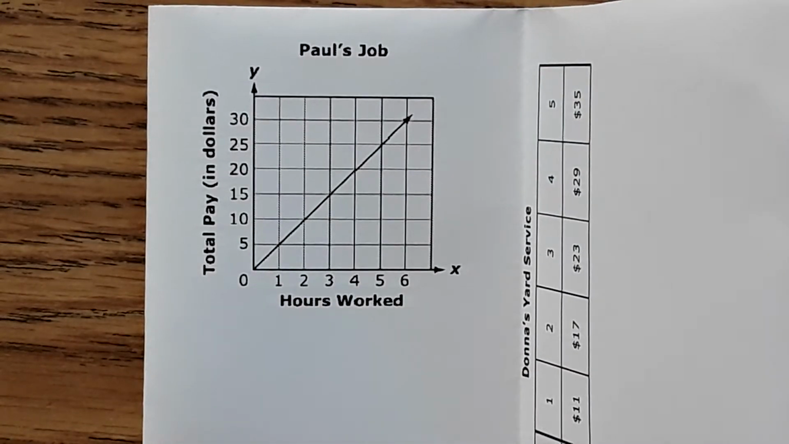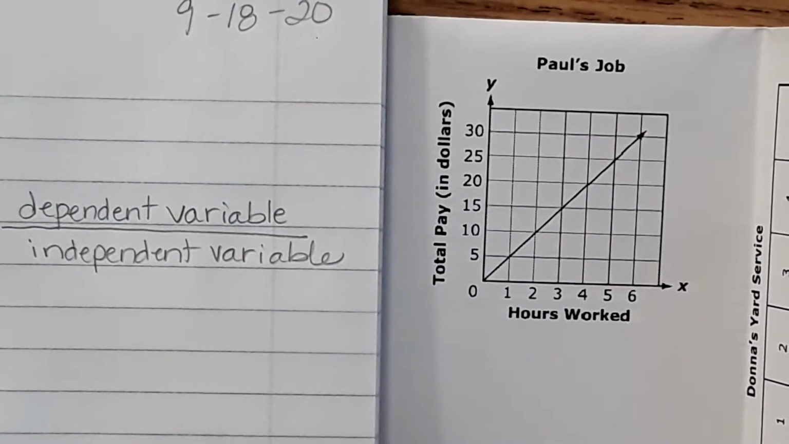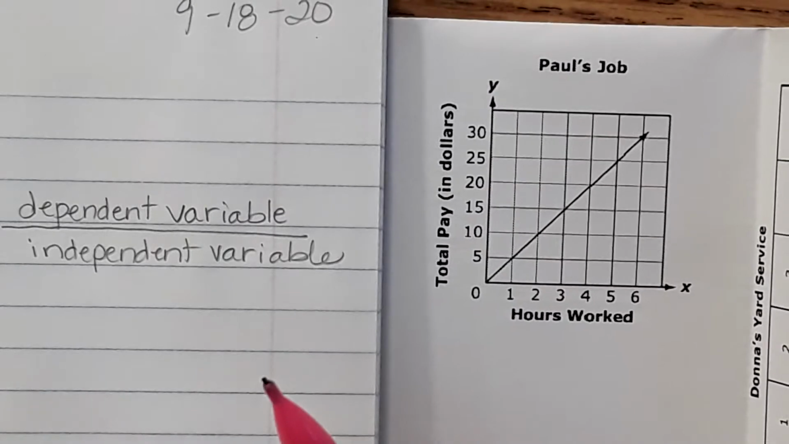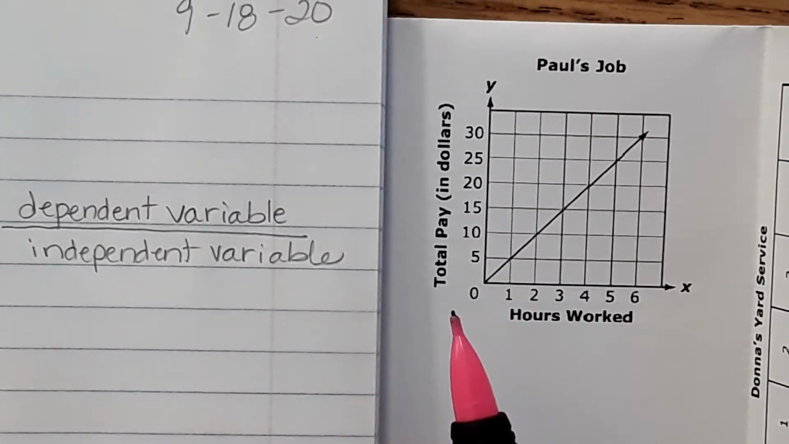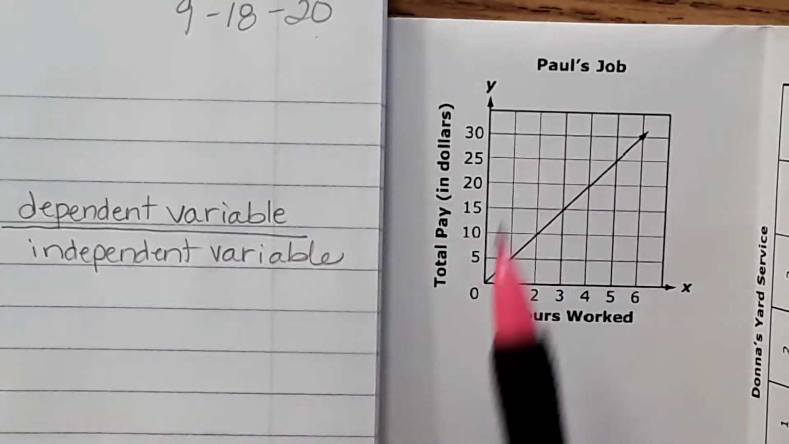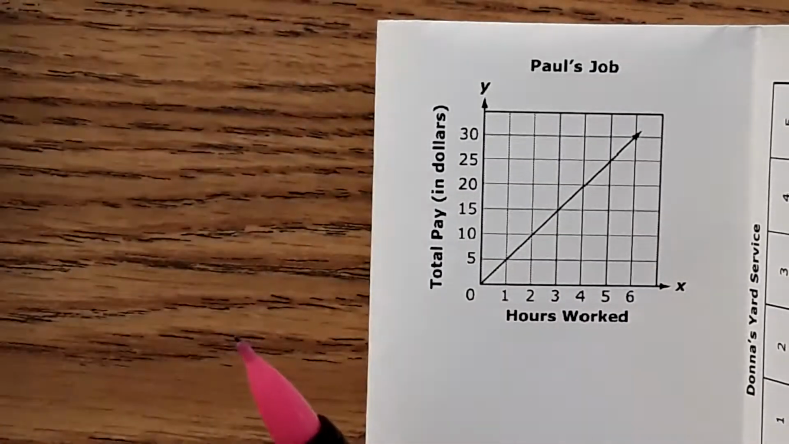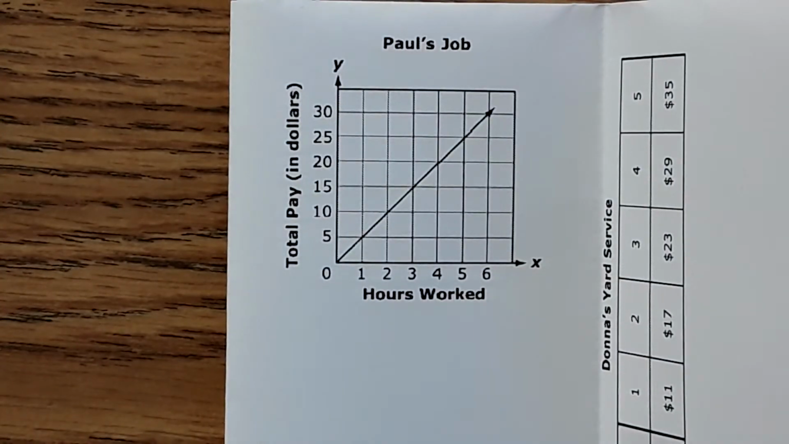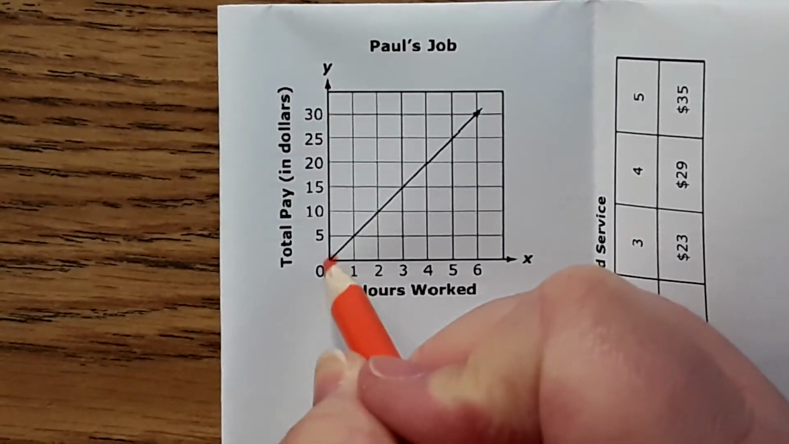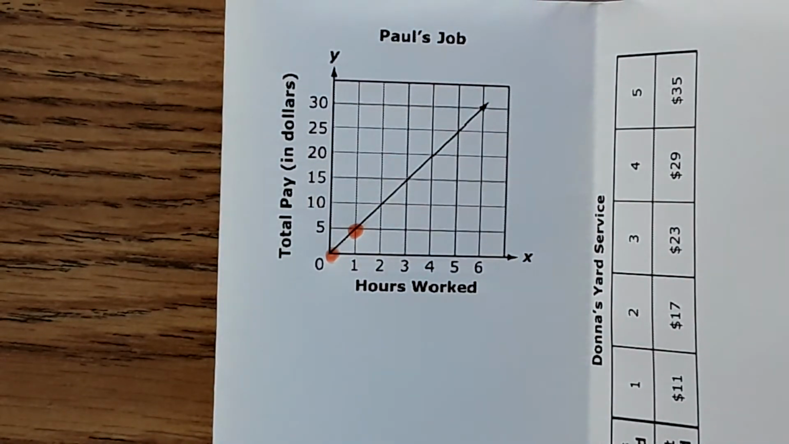So referring back to when we were saying dependent variable and independent variable, your label should be the pay in dollars, so the amount of dollars for however many hours worked. Let's find the slope. Pick any 2 points you want. I'm going to pick these 2 points here for our example.